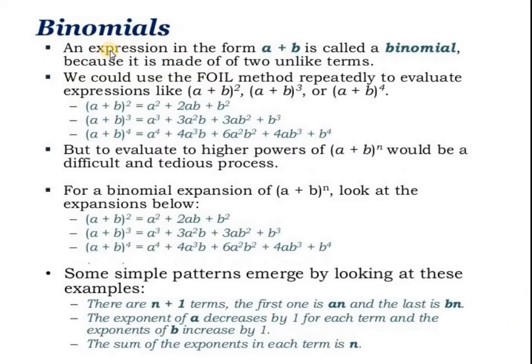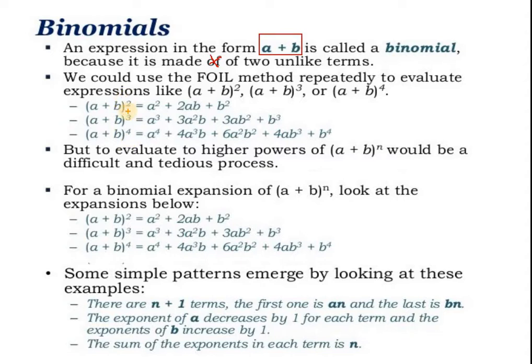Binomials. An expression in the form a plus b is called a binomial because it is made of two unlike terms. Any expression of the form a plus b having two terms a and b which are unlike. So any expression having two unlike terms is called a binomial expression. Here we see binomial expression raised to the power 2, raised to the power 3 and raised to the power 4.